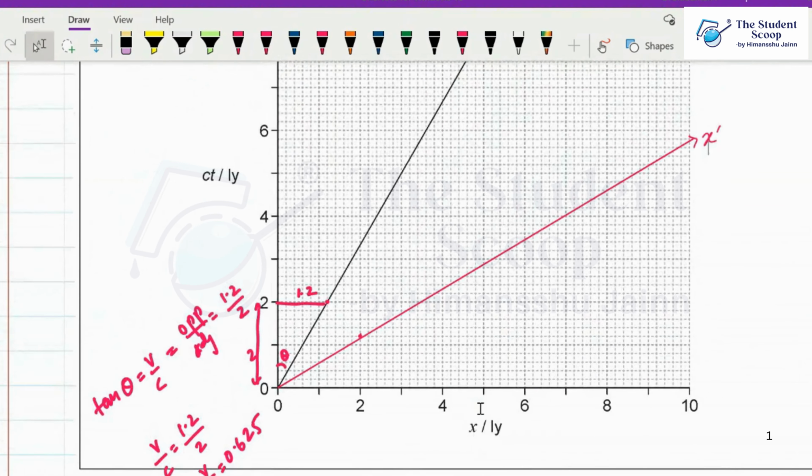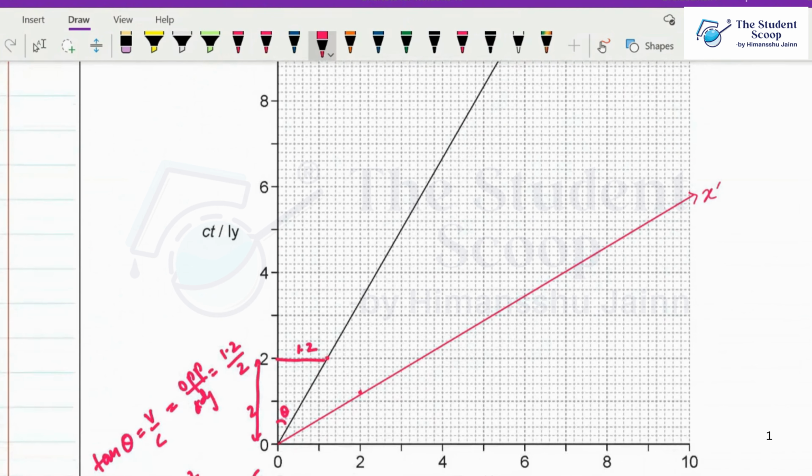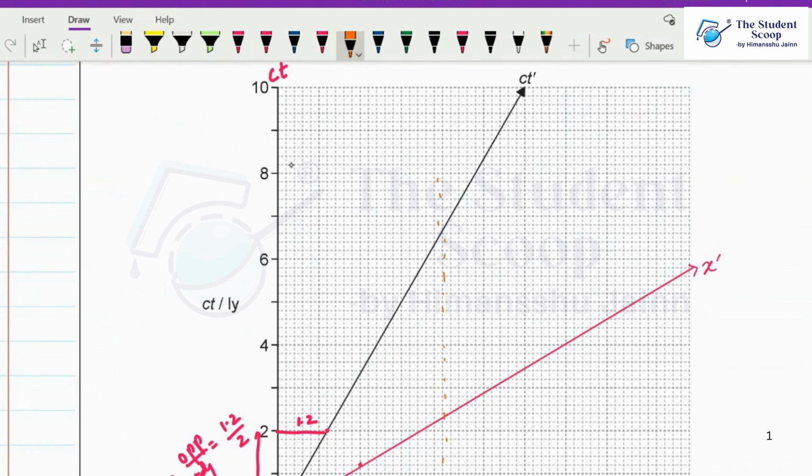So observer O is the rest frame, so this is the S frame. The event can be anywhere on this straight line, on the 4th light year line, because it is measuring 4 light years. Now it detects the light at 9 years. So this is 9 light years, but it is CT, so CT will be 9 light years.